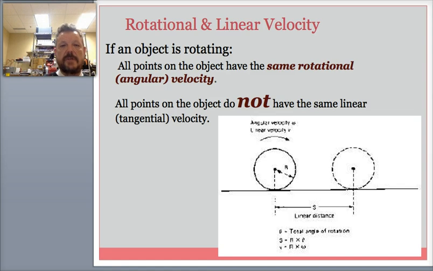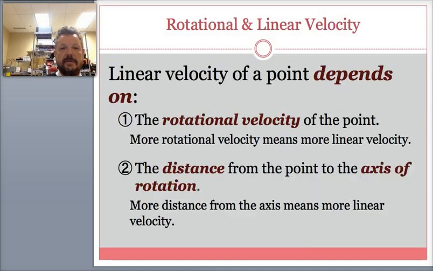If an object is rotating, all points on the object have the same rotational or angular velocity. All points on the object do not have the same linear or tangential velocity. Linear velocity of a point depends on, number 1, the rotational velocity of the point. More rotational velocity means more linear velocity. Number 2, the distance from the point to the axis of rotation. More distance from the axis means more linear velocity.